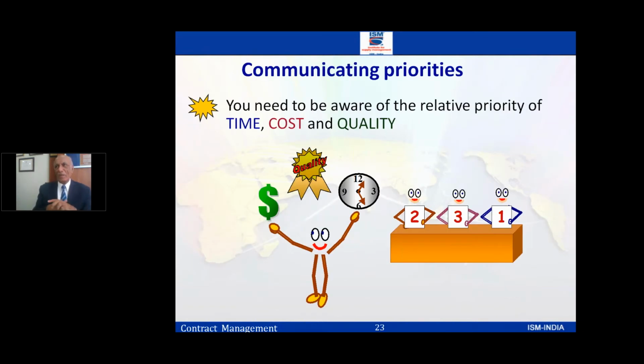Next comes communicating the priority, which I said in the beginning also. This is one of the top skill requirements of good contract management. So you need to be aware of the relative priorities of time, cost, and quality. Then you have to decide what your priorities are. Is time important to you? Is cost important to you, or is quality important to you? If you feel time is not important, but cost is important, you don't mind having a little extra time, but cost is the one you can't compromise.